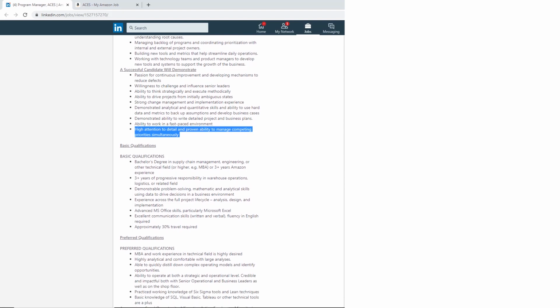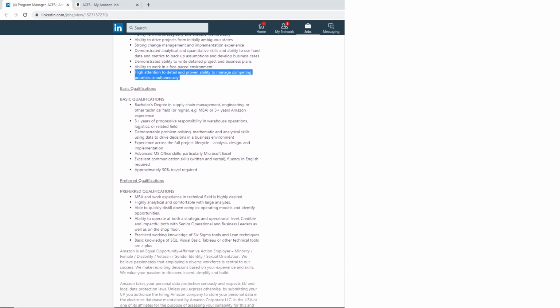Now, to be honest, there is a bit of overemphasis on these things in the specific job description. Like, for example, here's something that gets repeated over and over again. Demonstrable problem-solving mathematical analytical skills using data to drive decision in a business environment, or highly analytical and comfortable with large analysis. Ability to operate at both a strategic and operational level, or practice the working knowledge of Six Sigma tools and lean techniques.